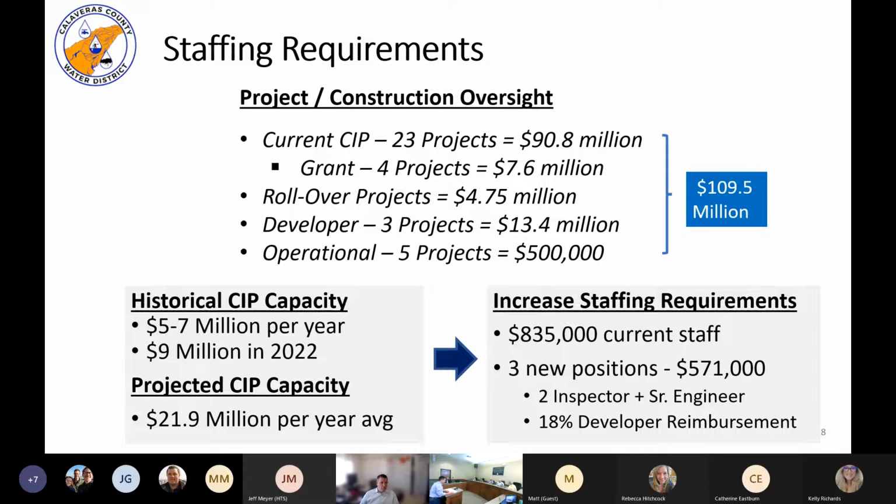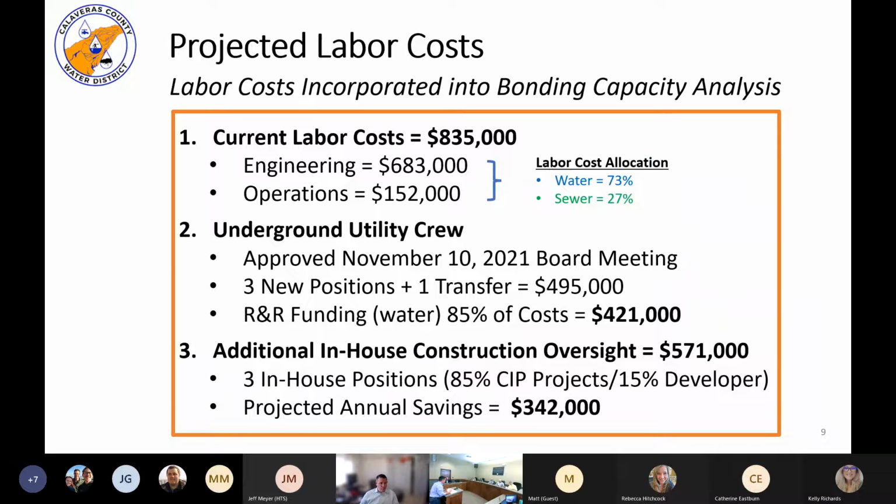Slide 9 is just a snapshot of labor costs. One model, one calculation. So that reflects our current labor costs, engineering operations, as well as our new utility underground crew, and then also 3 additional in-house staff. I'm sure we'll take a look at private inspection services. Next slide. We'll get to the next slide.